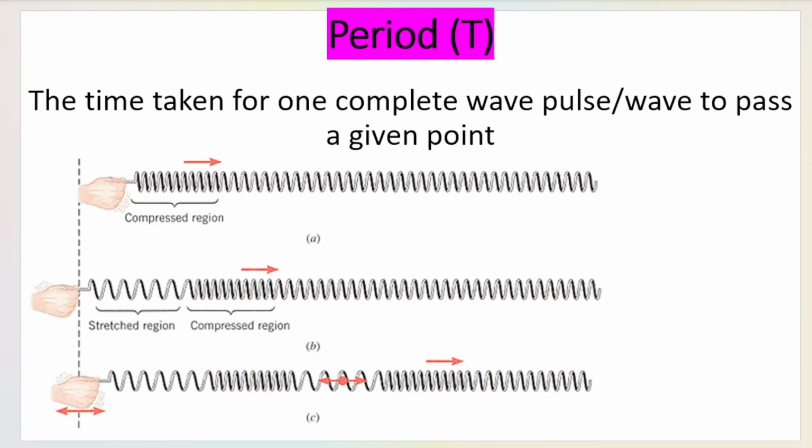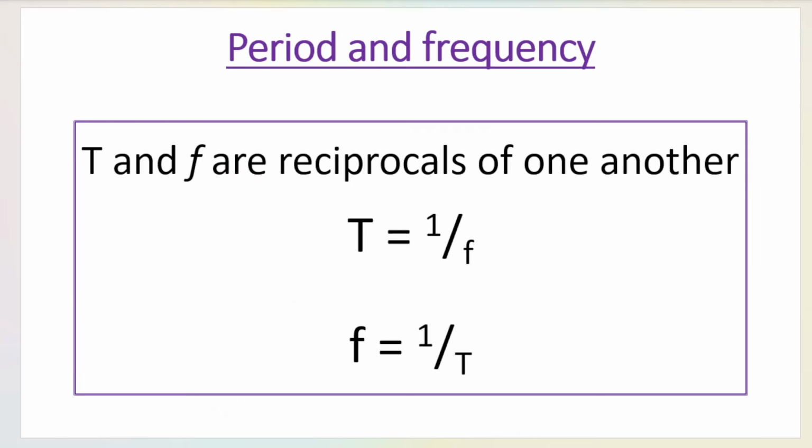And period, remember, for a transverse wave, it was the time taken for one complete wave pulse or wave to pass a given point. It's the same thing for longitudinal waves. And remember grade 10s, we learned about how period and frequency are related to one another. Remember, period and frequency are reciprocals of one another, which means if I know the frequency, I can easily get the period and vice versa.